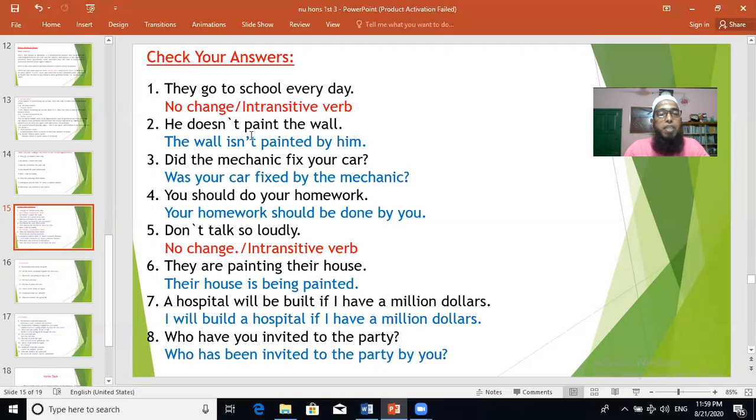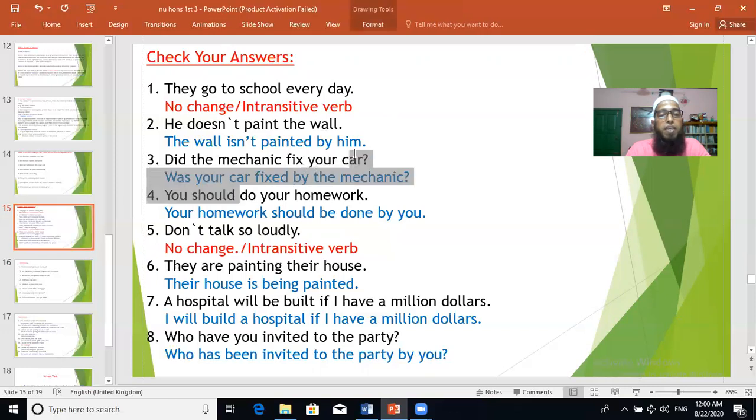Look at number 2. He does not paint the wall. Here the verb is paint and the object is the wall. So this can be changed into passive voice. The wall is not painted by him. That is the answer. The wall is not painted by him. I think you have done the answer.